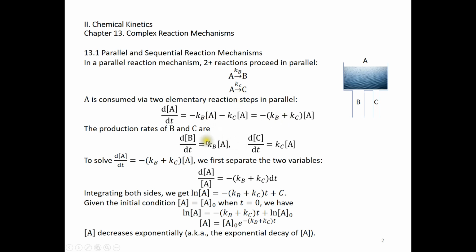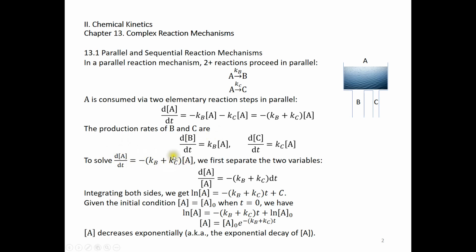If we look at these three equations, they are all differential equations, but only the first one can be solved directly. The reason is, in the first differential equation, you have only two variables, the concentration of A and time. That's it. But in this differential equation, there are three variables: B, A, and t. Here we also have three variables, A, C, and t. We cannot solve the bottom two differential equations. However, we can solve this one because there are only two variables, and we can separate them easily.